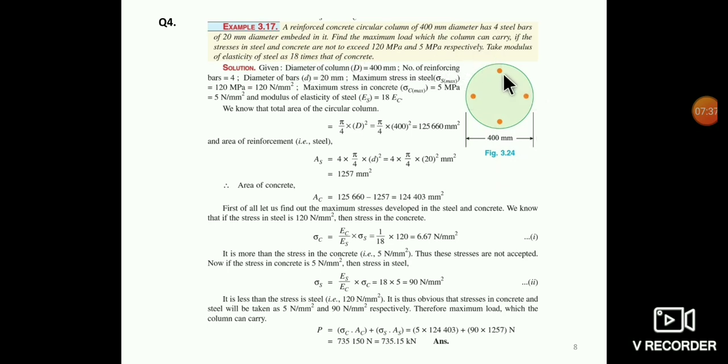So this is a circular column. There are 4 bars. So we put the 4 bars in such a way that they are at all the faces.